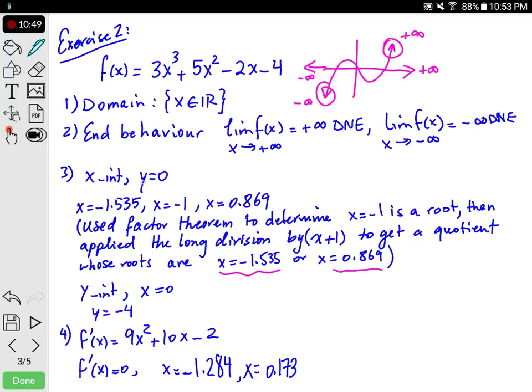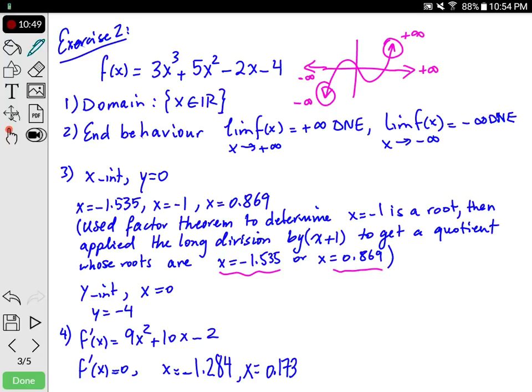To find the x-intercepts, you set f of x equal to 0, and I used the factor theorem here to determine that x equals minus 1 is a root, and then do the long division by x plus 1, which is the factor, to find the quotient, which would be quadratic in this case. And when you factor that, or when you do the quadratic formula, you would get those two additional roots. So the y-intercept, to find it, you set x equal to 0 and you end up with negative 4.